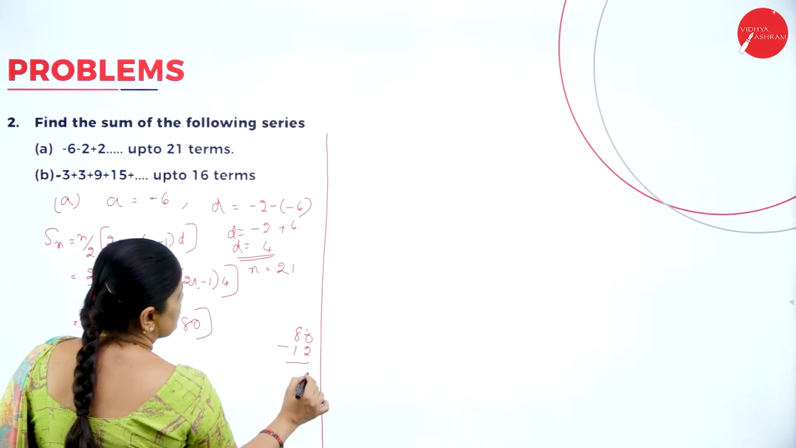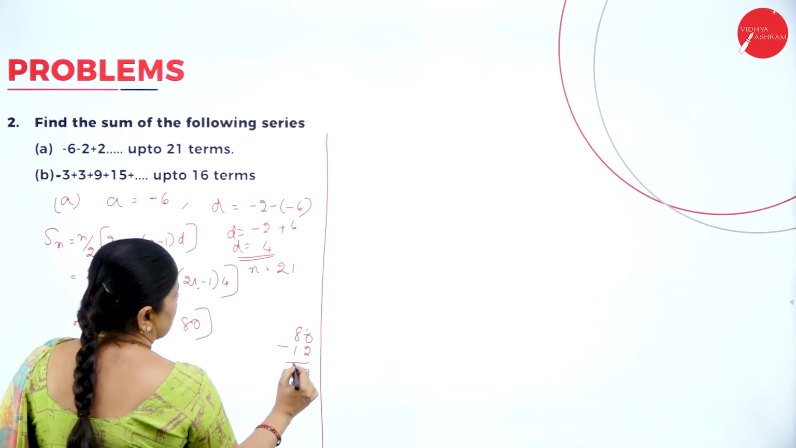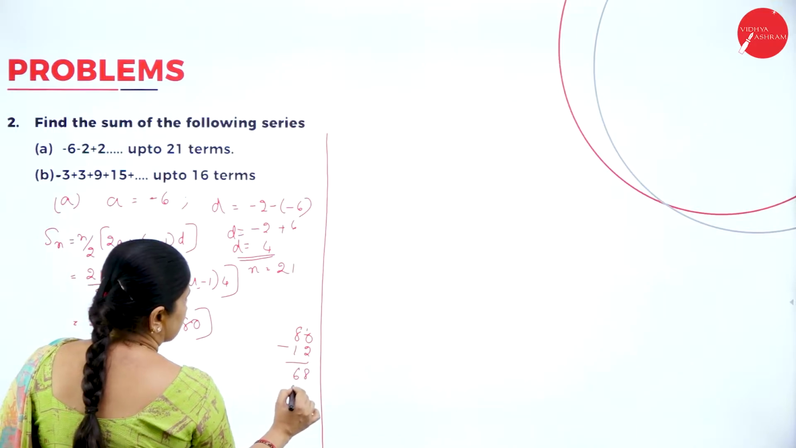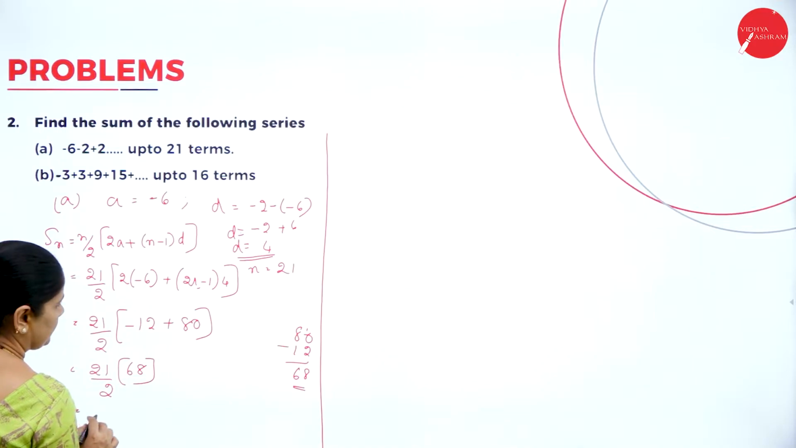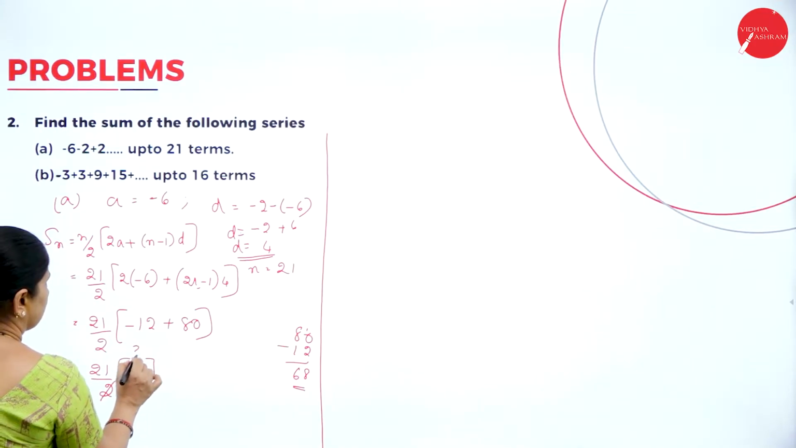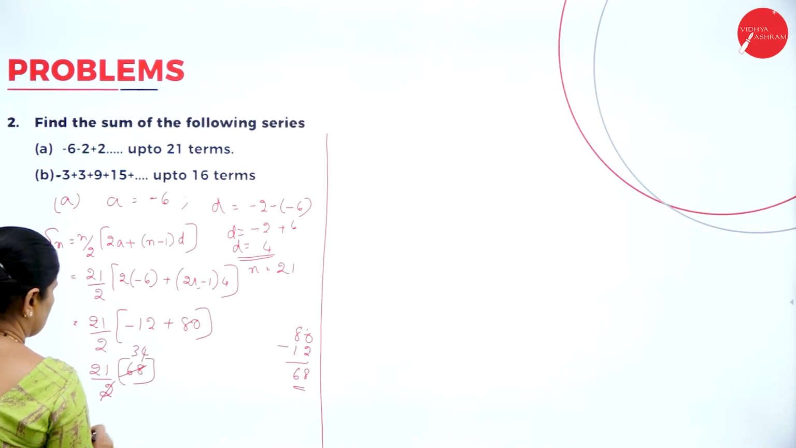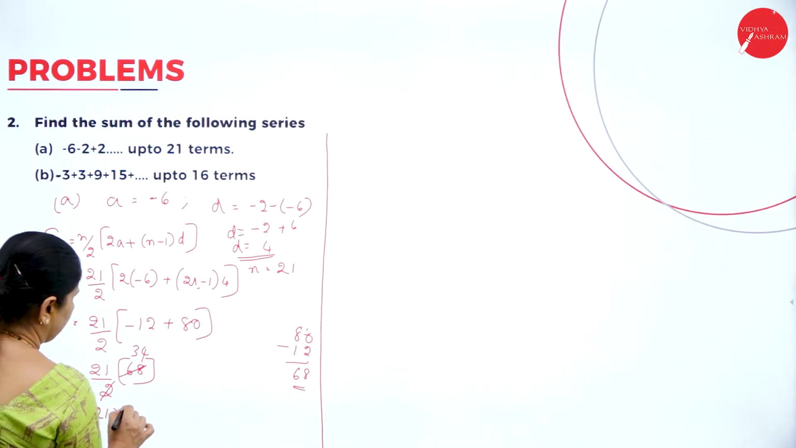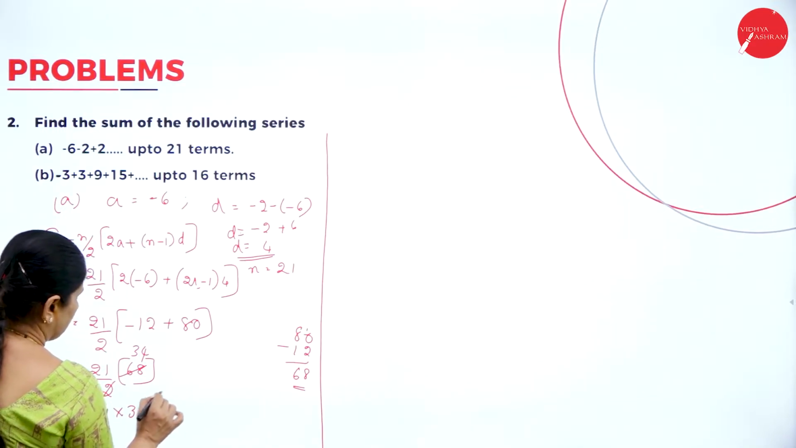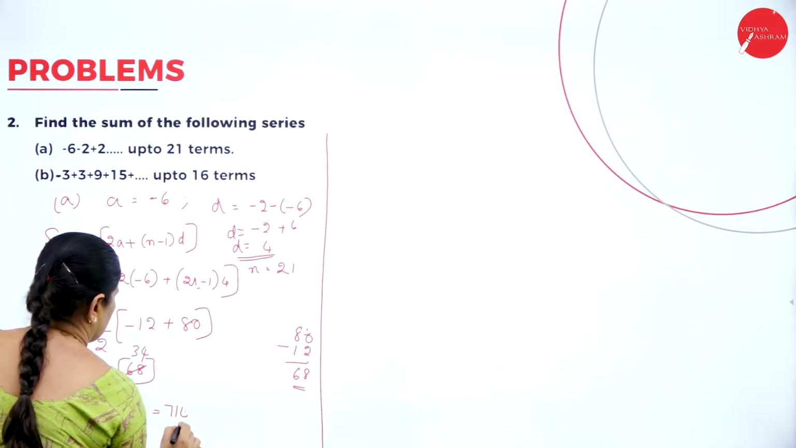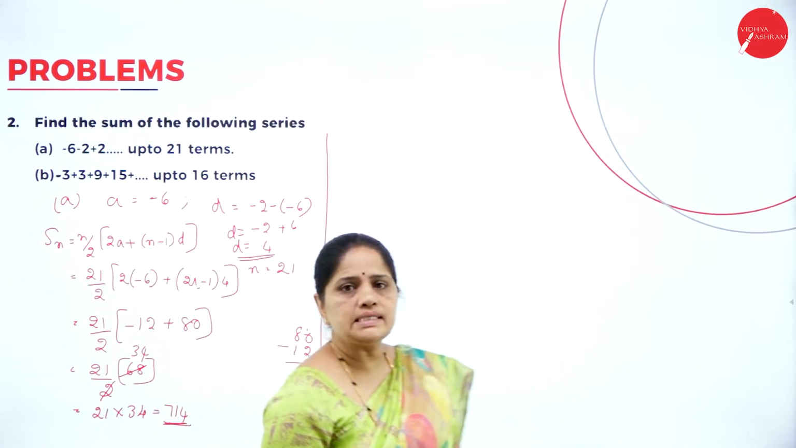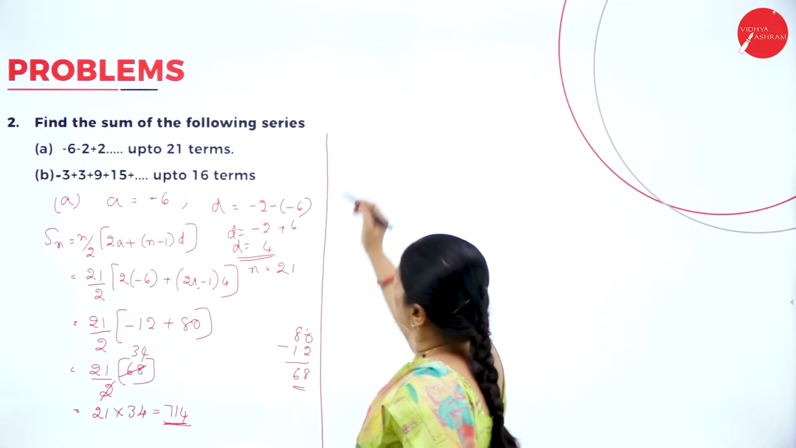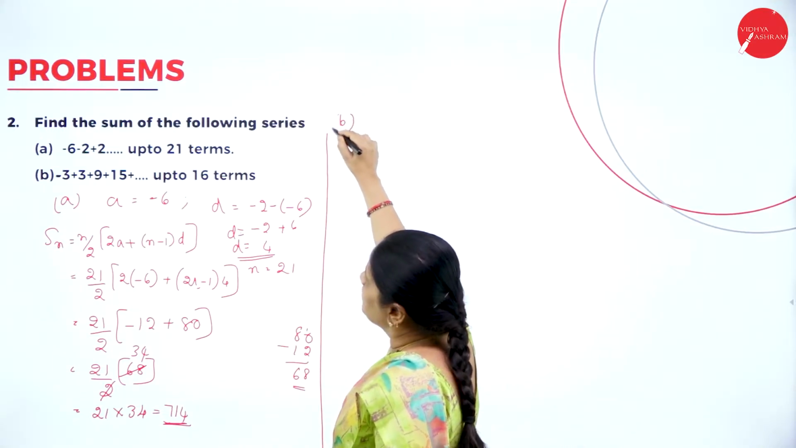So, 80 minus 12 is 68. So, this will be equal to 21 by 2 into 68, which is 21 into 34. The answer is 714. So, this is how we have to work out the problem. Now, the next problem, B.